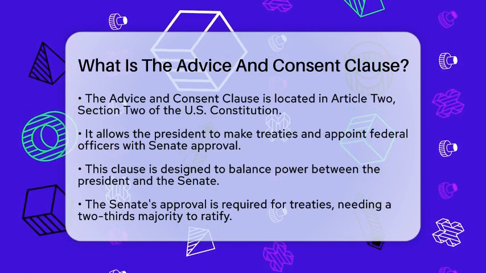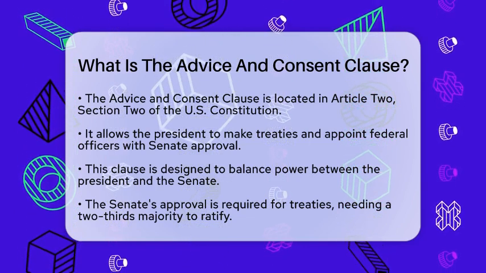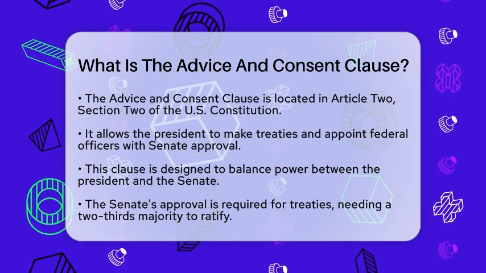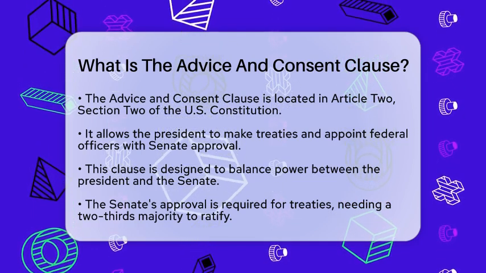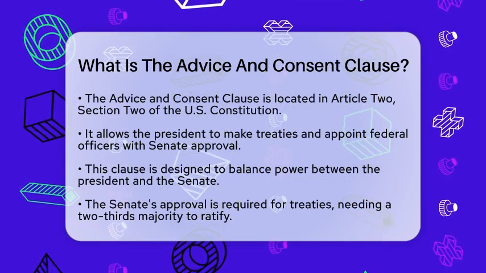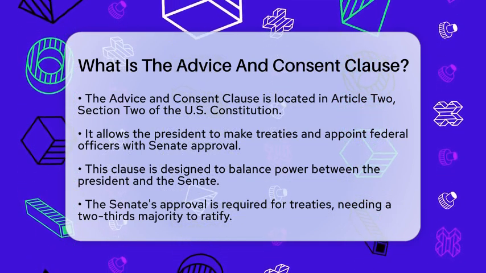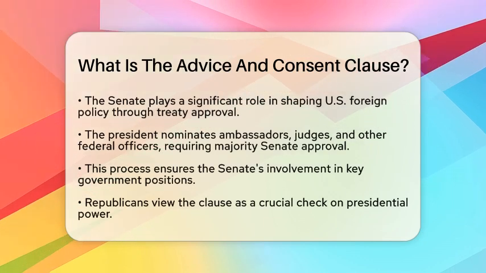The advice and consent clause applies to two main areas: treaties and appointments. When it comes to treaties, the President can negotiate international agreements, but these treaties require the approval of 2/3 of the senators present to be ratified. This means that the Senate has a significant role in shaping foreign policy.